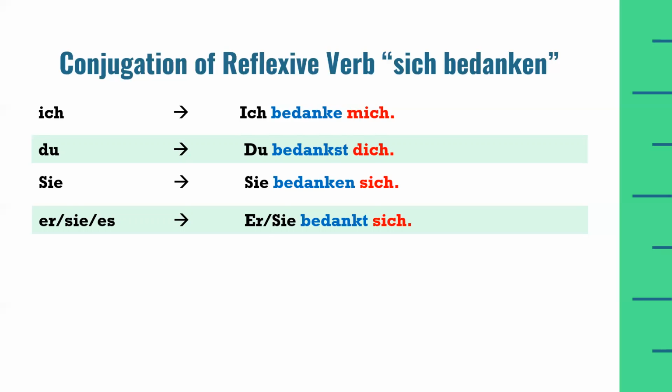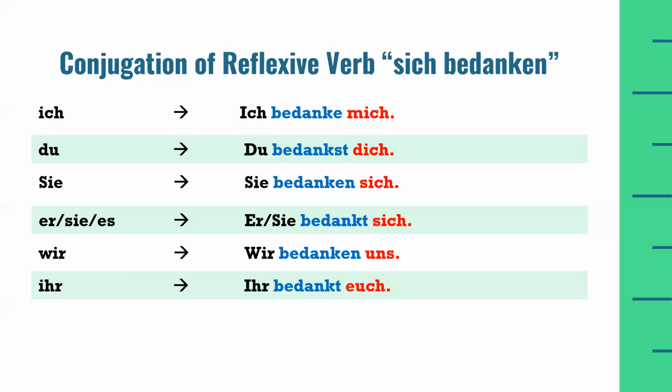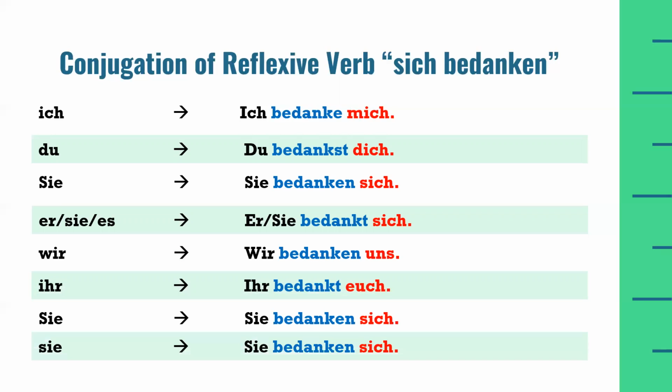He thanks for something or she thanks for something. Wir bedanken uns. We thank someone. The reflexive pronoun for wir is uns. Ihr bedankt euch. You people thank someone. Sie bedanken sich. Again, you people, but in a formal way. Sie bedanken sich. They thank someone.